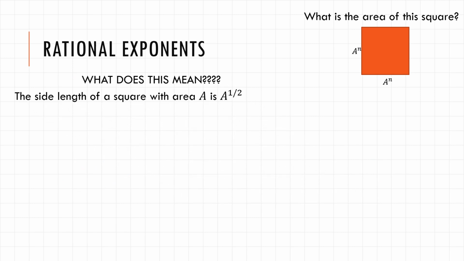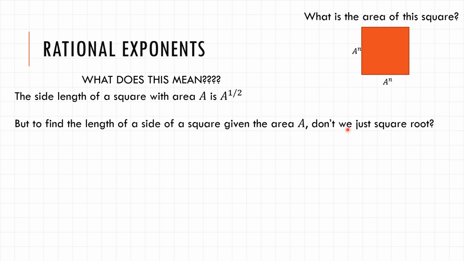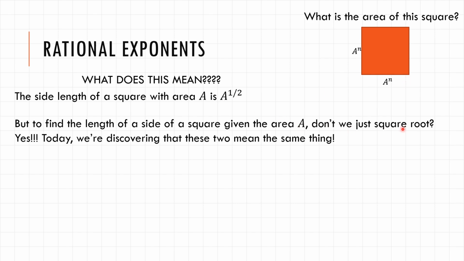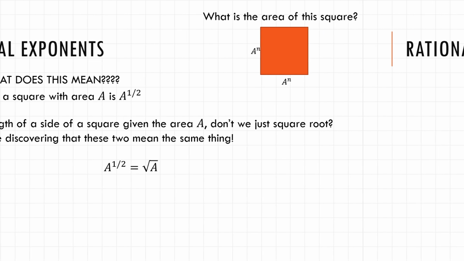Now, I know you must be thinking, hang on, if I want to find the side length of a square with area a, I would just square root it, right? Don't we just square root that? Well, yes. And actually, today, one of the things we're learning is that this is another way to say take the square root. This is the big learning, or at least some of it. Anything to the power of 1/2 is the same thing as taking the square root of that number.